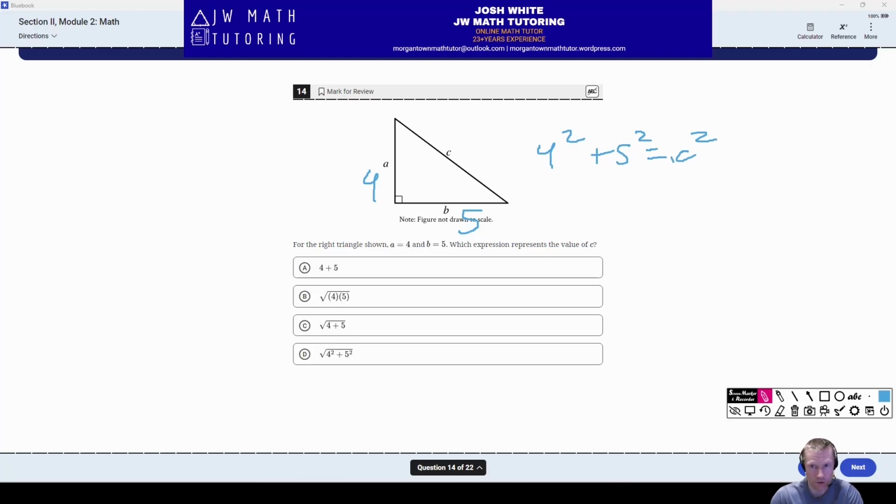So to solve for C, all you're going to do is square root both sides. So it's just going to be this right here. They don't bother to actually simplify it. They just leave it as square root of 4 squared plus 5 squared. So the correct answer for this one is, again, just letter D.